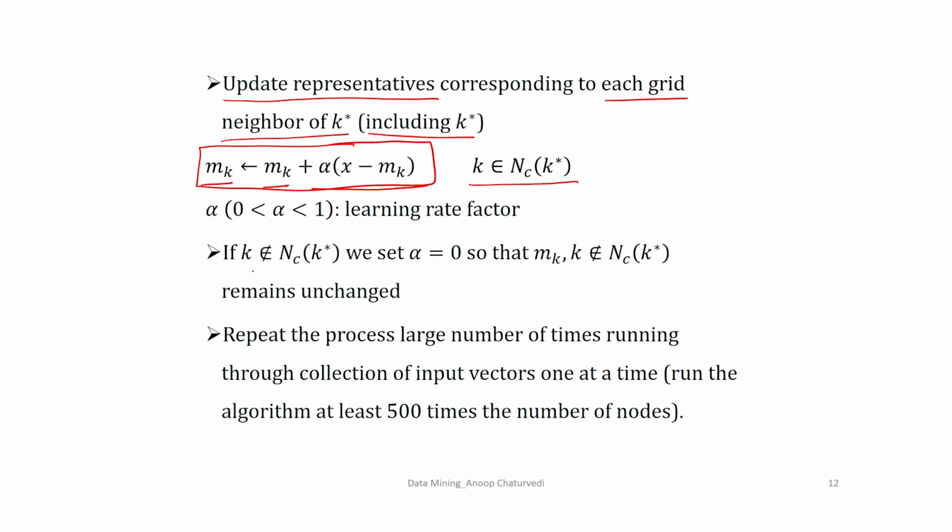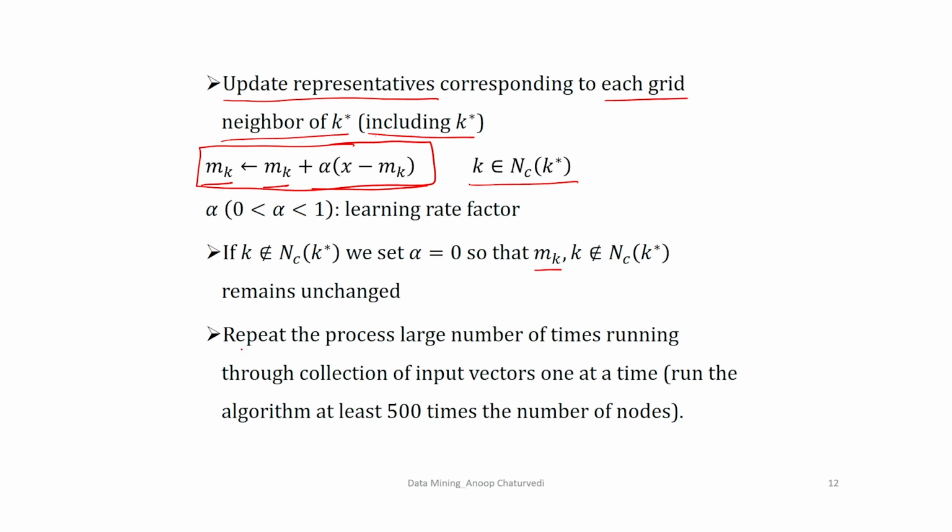Now, if k does not belong to the neighborhood set of k star, we select alpha equal to 0, so that mk for k not in NC k star remains unchanged. So, we only update the values of mk which belong to the C neighborhood of k star. Of course, it also includes k star.